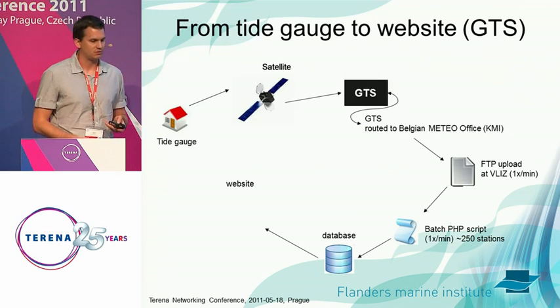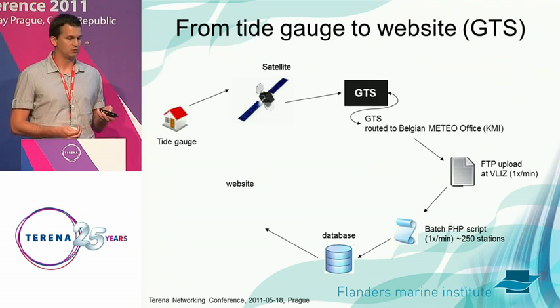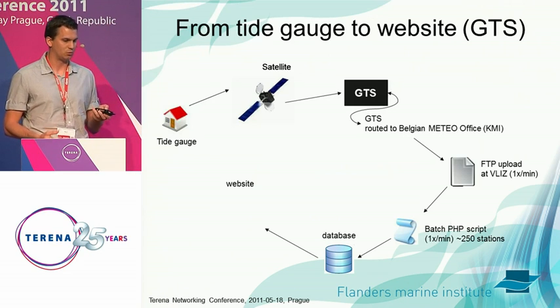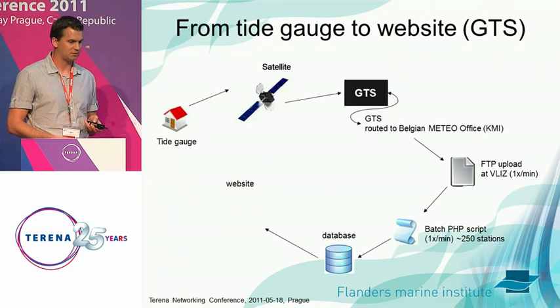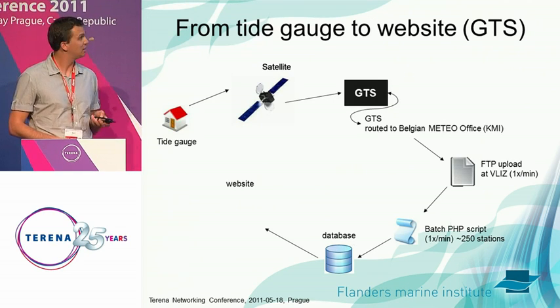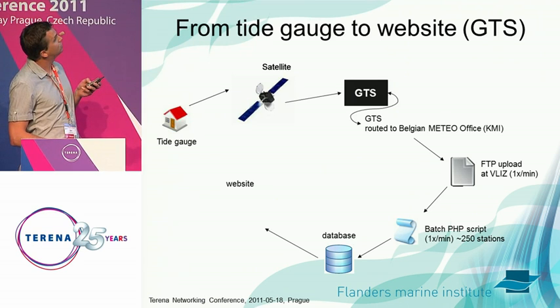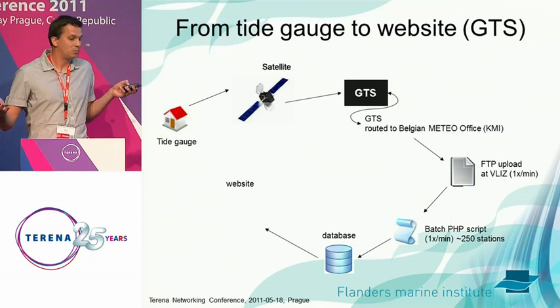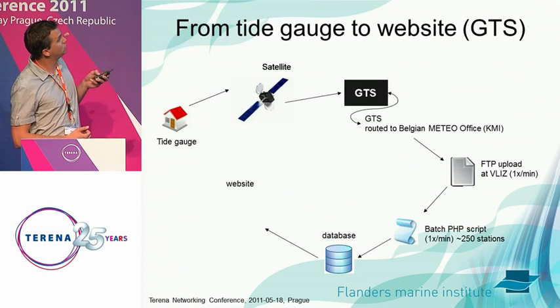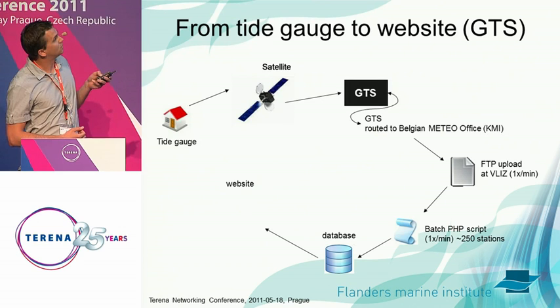How does the actual transfer from the tide gauge to the website work? The first step is the tide is measured at the tide gauge. We are talking about the GTS system at the moment. It goes to a satellite. This could be either a satellite which is part of the GTS, or a satellite which is not part of the GTS and sends it to the GTS. So I said before, GTS is the black box. It doesn't matter, it just works.